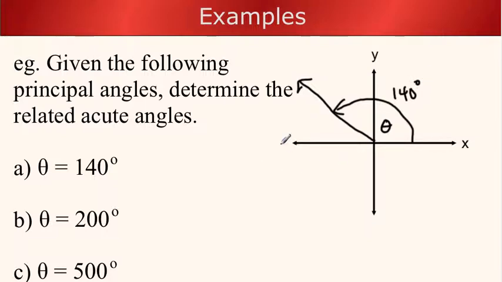Can you guess what the related acute angle is going to be? This is the related acute angle. It's 40 degrees, because it's basically the leftover from 180. We took 180 and we subtracted 140, and we got 40. That's the related acute angle. Let's do B.